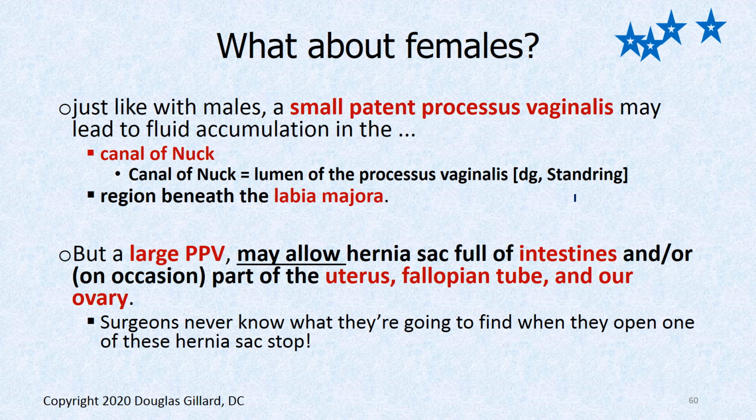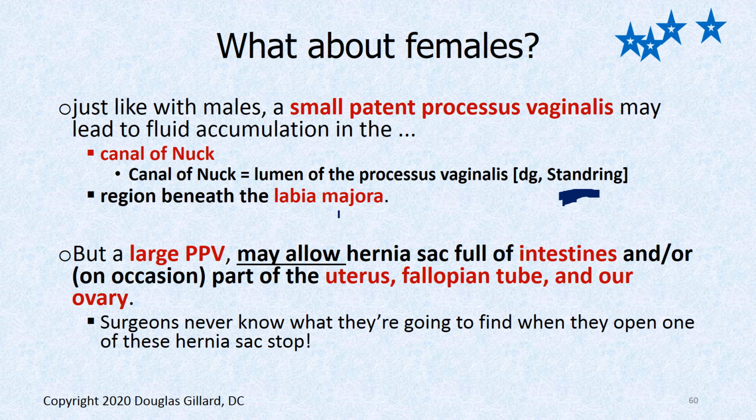All right, and if females have a small processus vaginalis, that fluid can go through the persistent processus vaginalis. In females, that actually has a name. And this is in Standring, and that's a board book. It's called the canal of Nuck. Canal of Nuck. What is that? It's just a persistent or an open processus vaginalis.